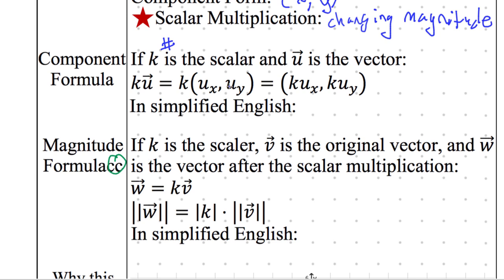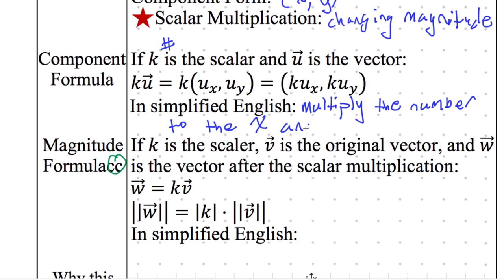Let's go ahead and simplify this as much as we can. If we wanted to explain this to a kindergartner, how do we say it? In simplified English, multiply... maybe a kindergartner wouldn't understand what multiply means. Maybe explain it to a third grader. Multiply the number to the x and y. That's as simple as I can get it. Multiply the number to the x and y, you're done. And we'll see an example problem coming up in a sec.